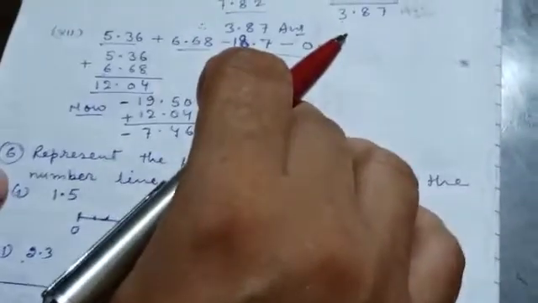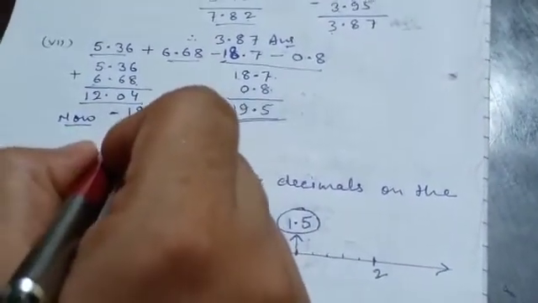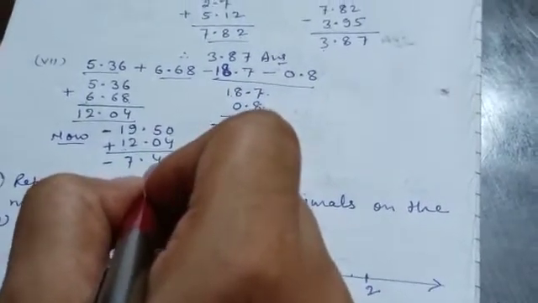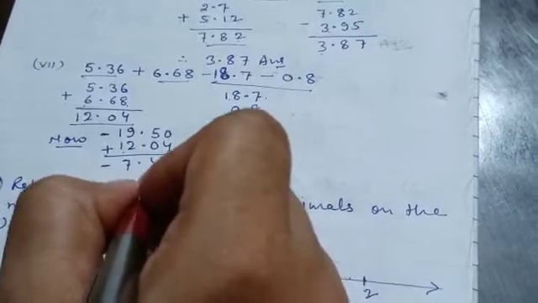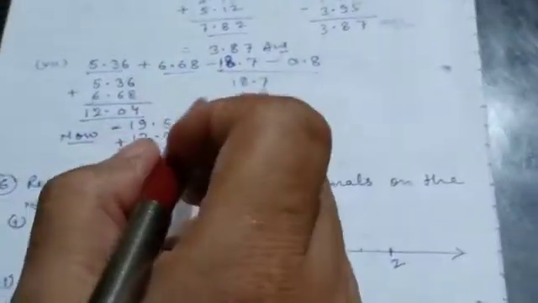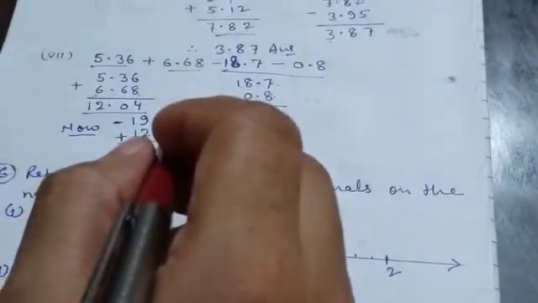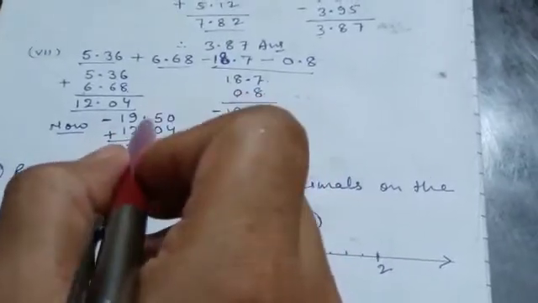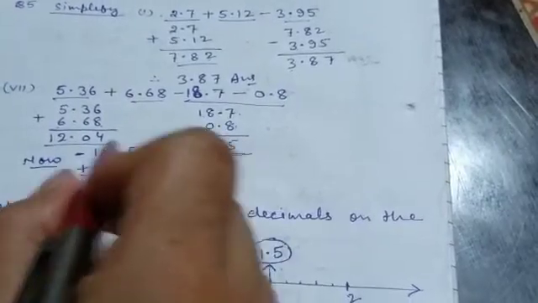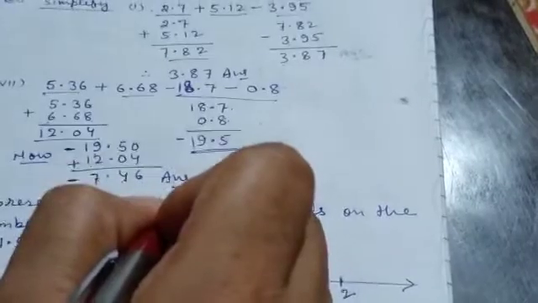Now from this number we will subtract this number, minus 19.50 and plus 12.04. Let us subtract. 10 minus 4 is equal to 6. 14.9 minus 2 is 7. So if a plus and a minus number are given, positive and negative, we have to always subtract the smaller number from the bigger number and put the sign of the bigger number. Here the bigger number is 19.50 and its sign is negative, so we will put a minus sign here. 7.46 will be our answer.